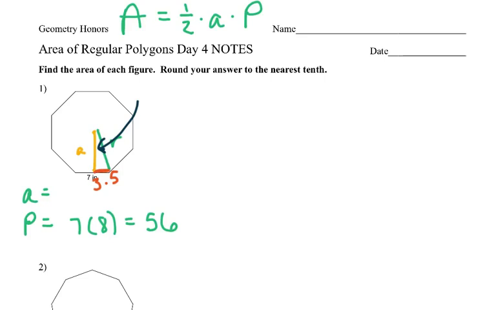So to do that, we're going to draw our right triangle off to the side. So we have our apothem, the radius, and half of a side length, which is 3.5. And then we know this is a right triangle, and we are going to solve for that angle, which we've been calling alpha.